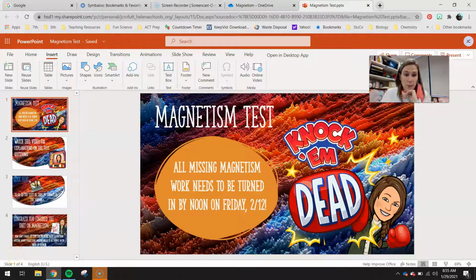Hey 8th graders, today you're going to be taking the magnetism test, so you are now finishing up with the magnetism and electricity unit, and we will be shortly moving on into thermal energy.